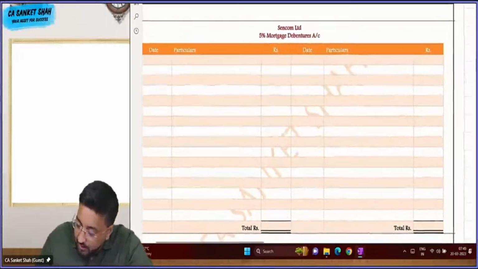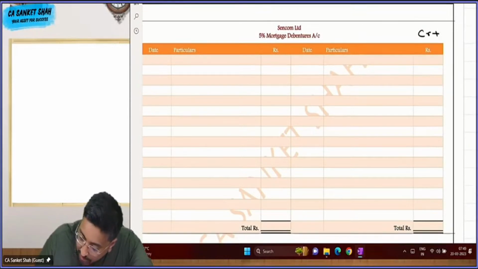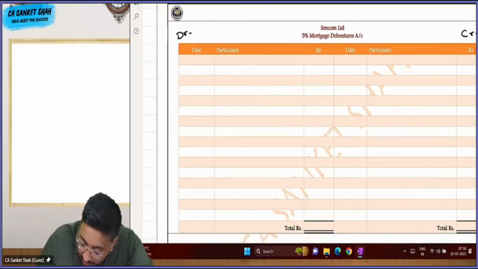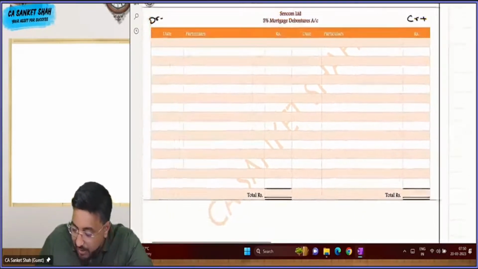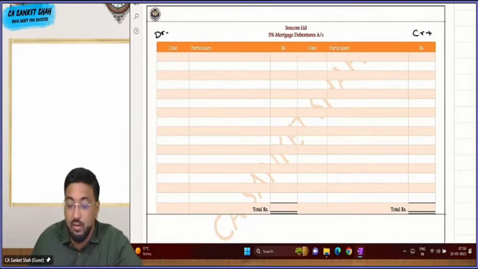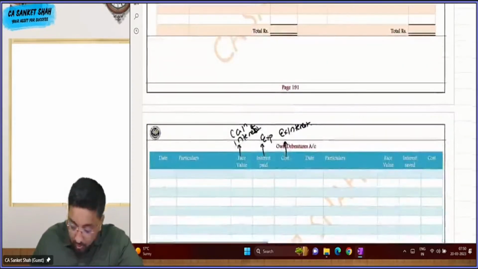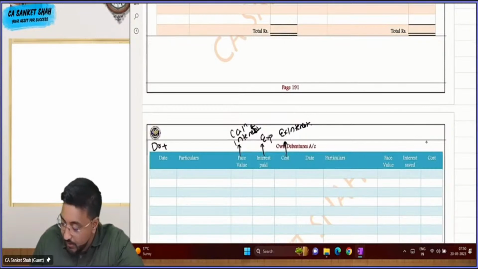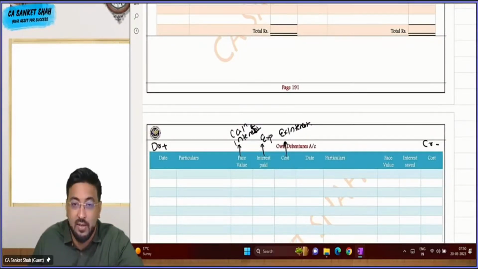First, debentures. Remember for debentures: credit plus, debit minus. It's a liability, na beta. Liability shows a credit balance. So whenever you are starting with your ledger account pro forma, you start with credit plus, debit minus. And what about own debentures beta? Debit plus, credit minus. Okay, own debentures and debentures account.